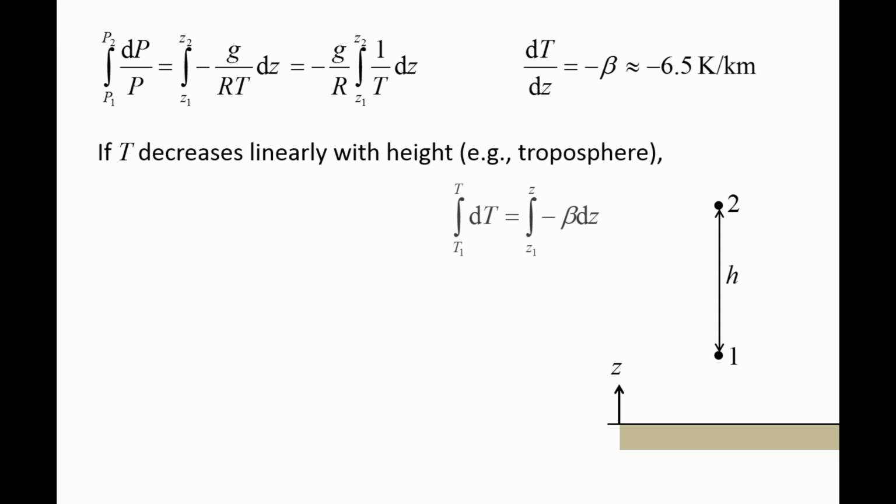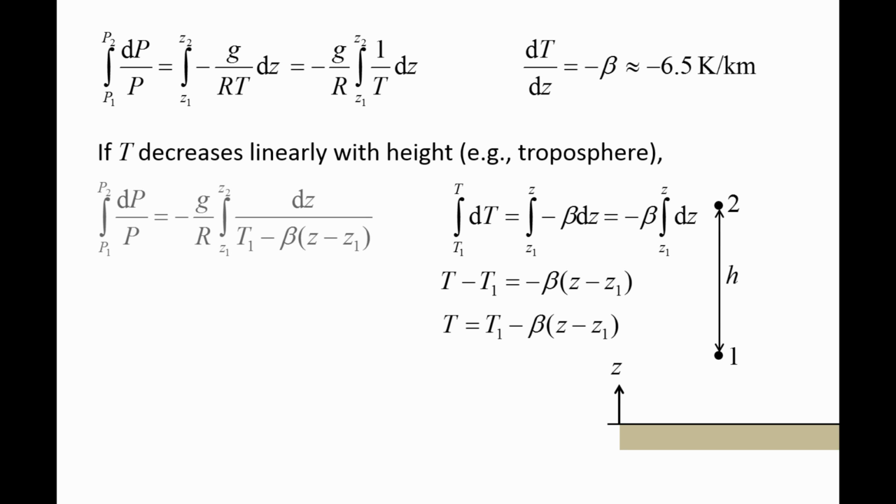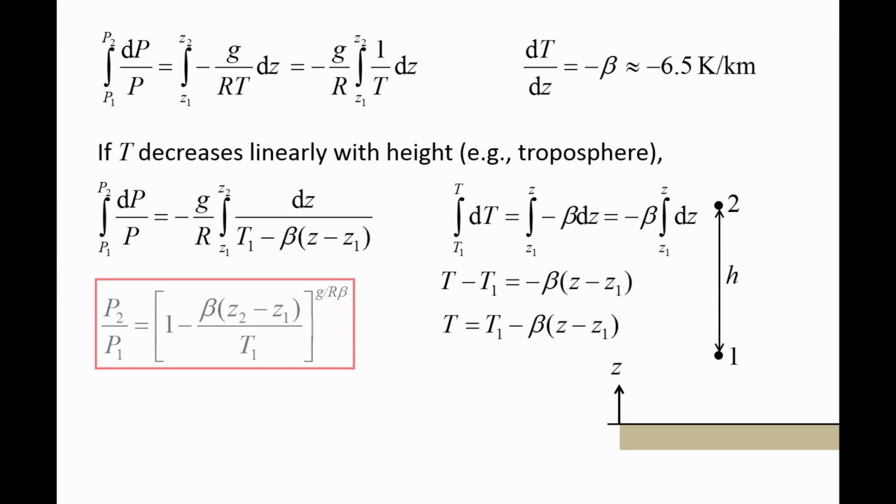Take the lapse rate equation and move dz to the right side, then integrate from height z1, where the temperature is T1, to some arbitrary height z, where the temperature is T. Pull negative beta out of the integral because it is constant, and we have T minus T1 equals negative beta times (z minus z1). We can solve for T and plug this expression for T into the hydrostatic pressure distribution equation. After some integration and rearranging, we obtain the following equation for the pressure change of a compressible fluid in which the temperature varies linearly with height.